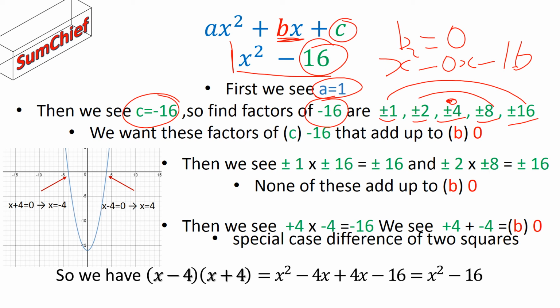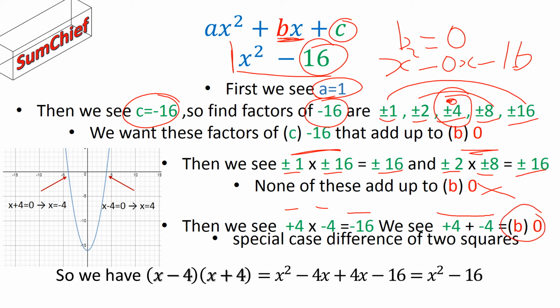So again, let's just go through the system. So plus and minus 1 times plus and minus 16 gives us 16, plus and minus 2 times plus and minus 8 also gives us 16. But none of these terms here will ever add up to 0, so they're no good. So here we've got the plus and minus 4 on its own. So when plus and minus 4 is on its own, we've basically got plus 4 times minus 4 equals minus 16. That's all we've got to check there, that we get a minus. And we also see plus 4 plus minus 4 equals 0.